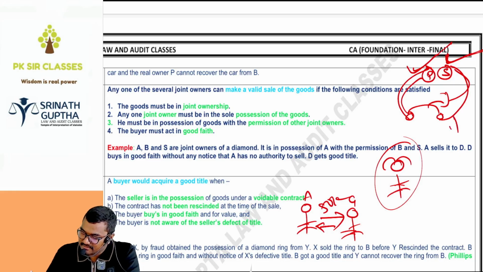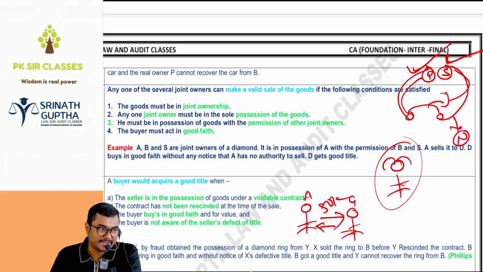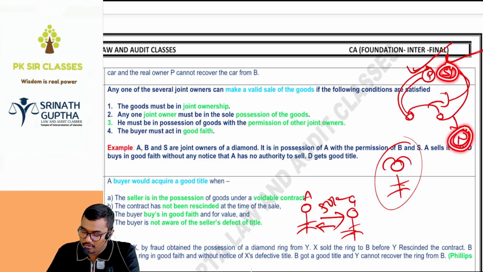And Shiva sells the same bike to Navadip, who likes second hand items. Clear? So even though Shiva is having the part ownership, Navadip will get the full ownership of the bike.